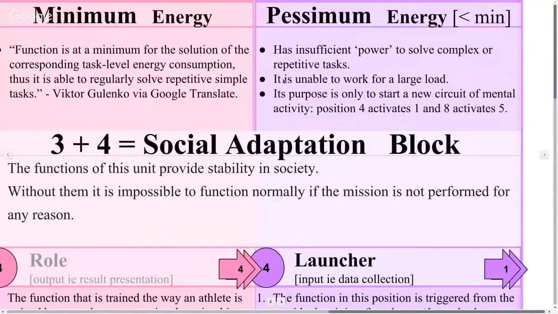Pessimum energy. So it has the least amount of energy, the launcher function, but it's very, very sensitive. Has insufficient power to solve complex or repetitive tasks. It is unable to work for a large load. Its purpose is only to start a new circuit of mental activity. Position 4 activates 1 and 8 activates 5.